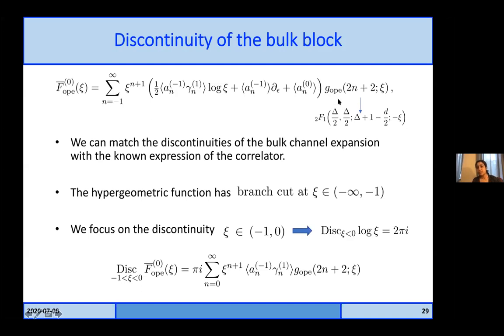For the right-hand side, this term contains a hypergeometric function whose argument is minus psi. It has a branch cut in the regime when psi is less than minus one. However, in this expression there is also this log psi, which has a branch cut when psi is less than zero. So if we focus on the discontinuity of this equation when psi is between minus one and zero, this hypergeometric function will have no discontinuity. The only discontinuity comes from this log psi, and this is simple, it's 2 pi i. So the discontinuity of both sides takes us to this nice form on the right-hand side. We are left with these anomalous dimensions, which we do not know as of now.